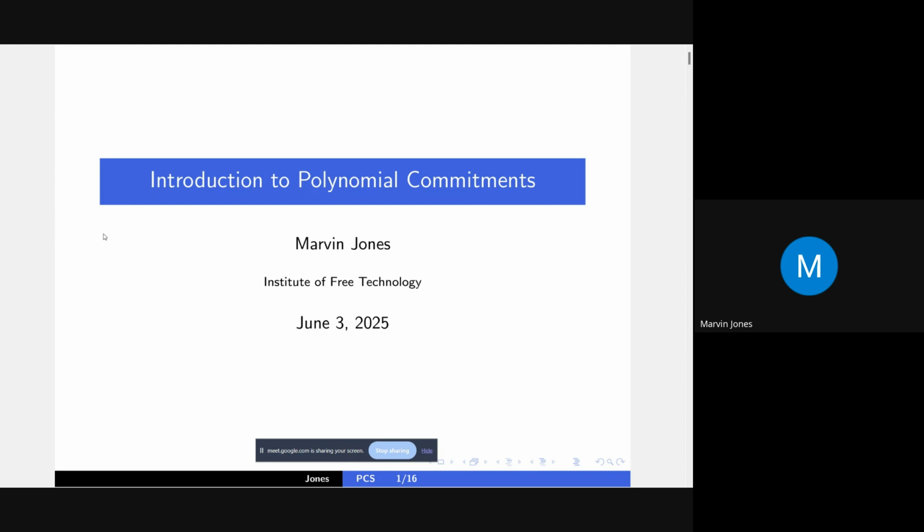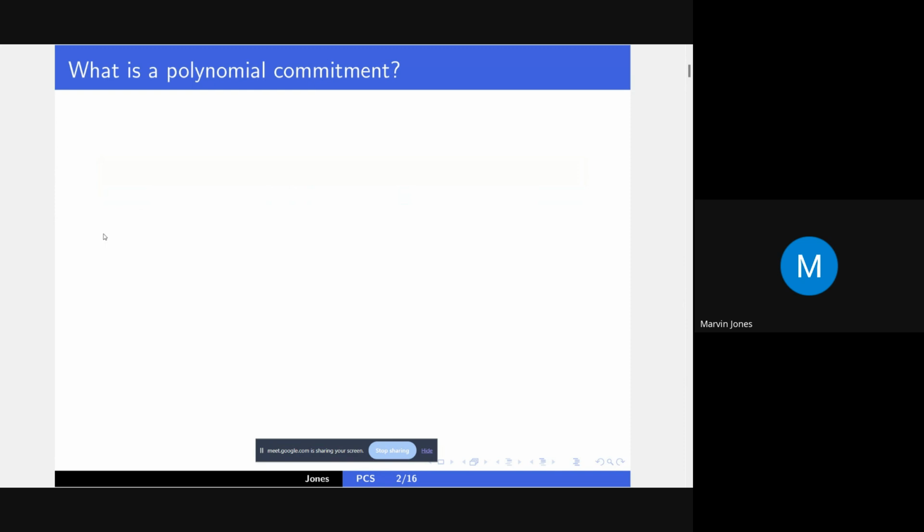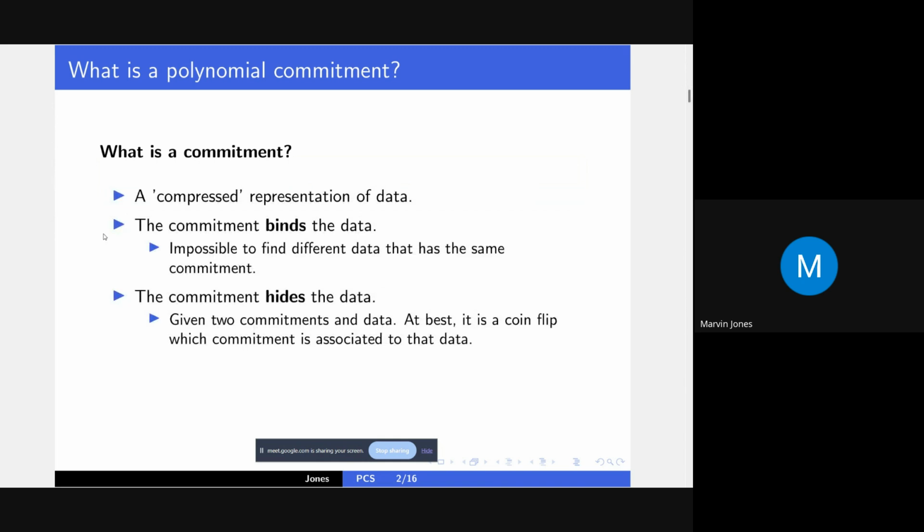So let's make this concrete so that everyone knows what a polynomial commitment is. And to know what a polynomial commitment is, well, we really need to know what a commitment is. So we're going to start there. What is a commitment? Because polynomial, that's just a word tacked on to commit. But a commitment is basically a compressed representation of data.